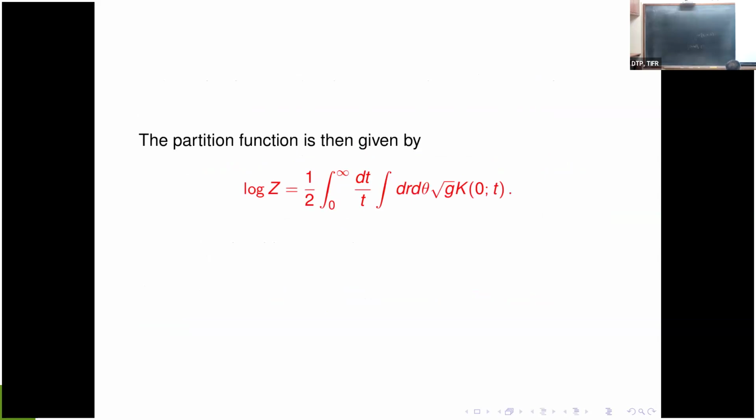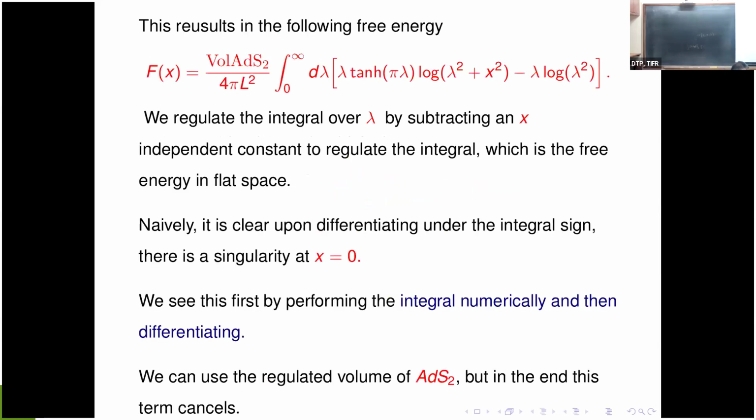So log Z is given by this. The half is because there's a square root of the determinant. So we take the coincident limit of the kernel, integrate over this volume because we are taking the trace, and perform this particular integral to find the log. So these are standard methods to find the log determinant.